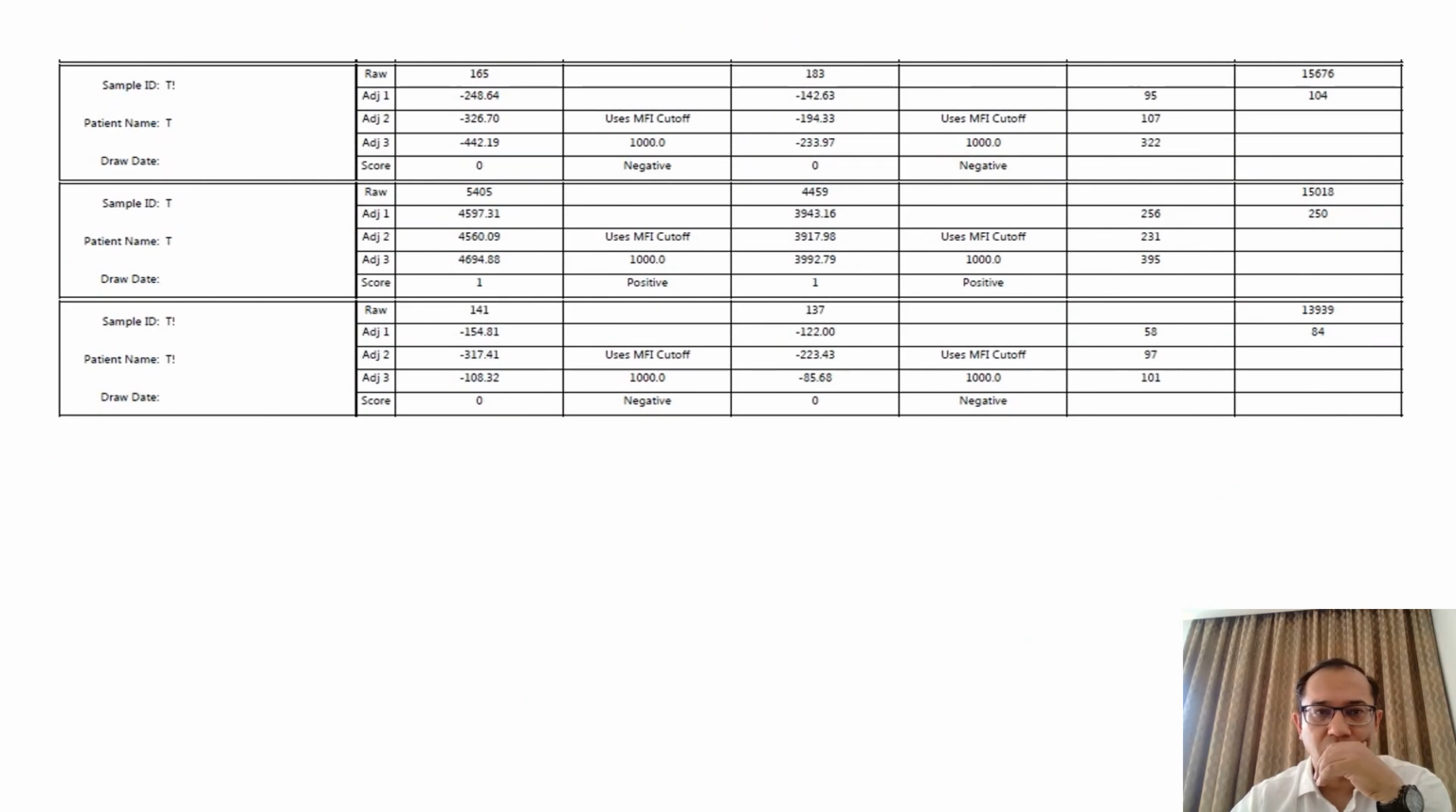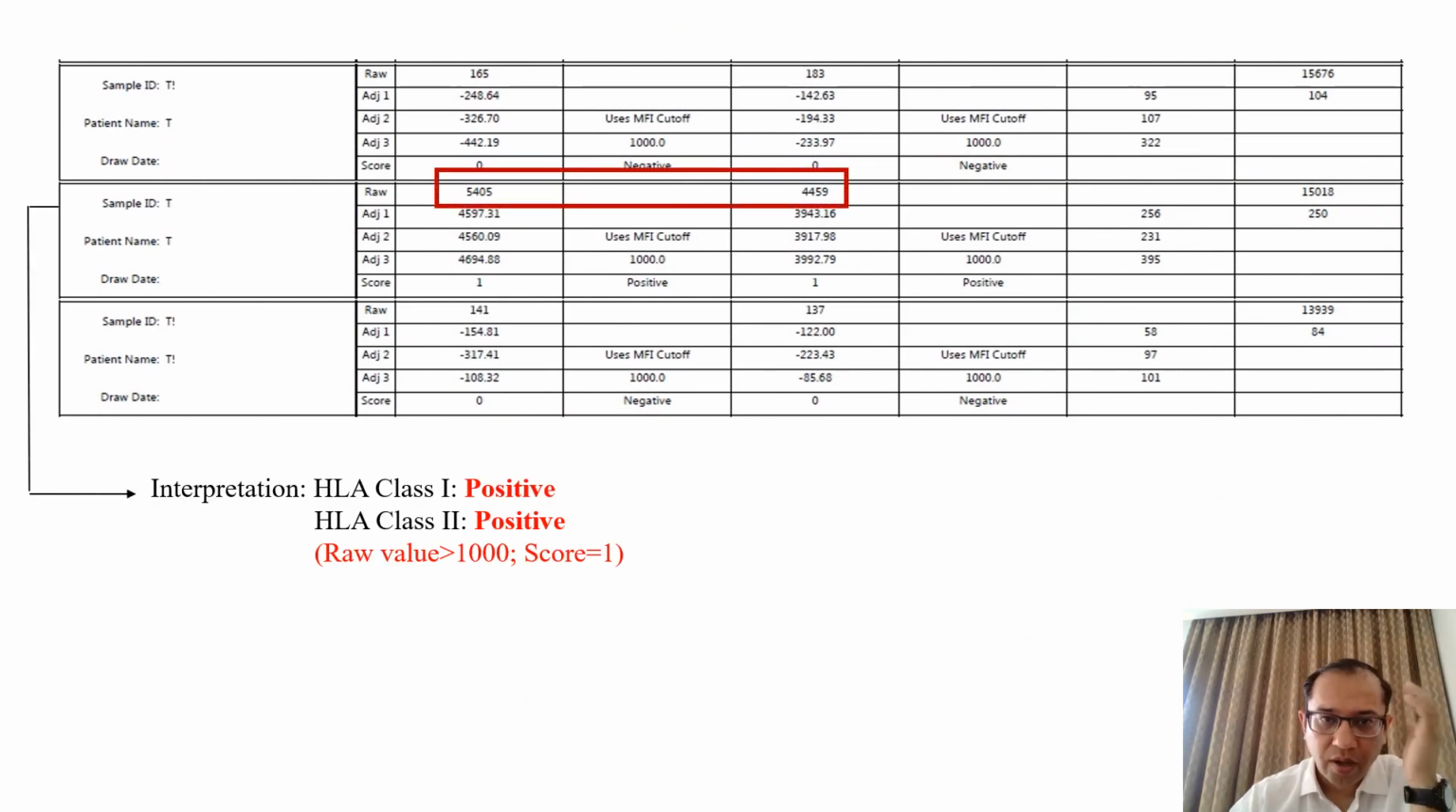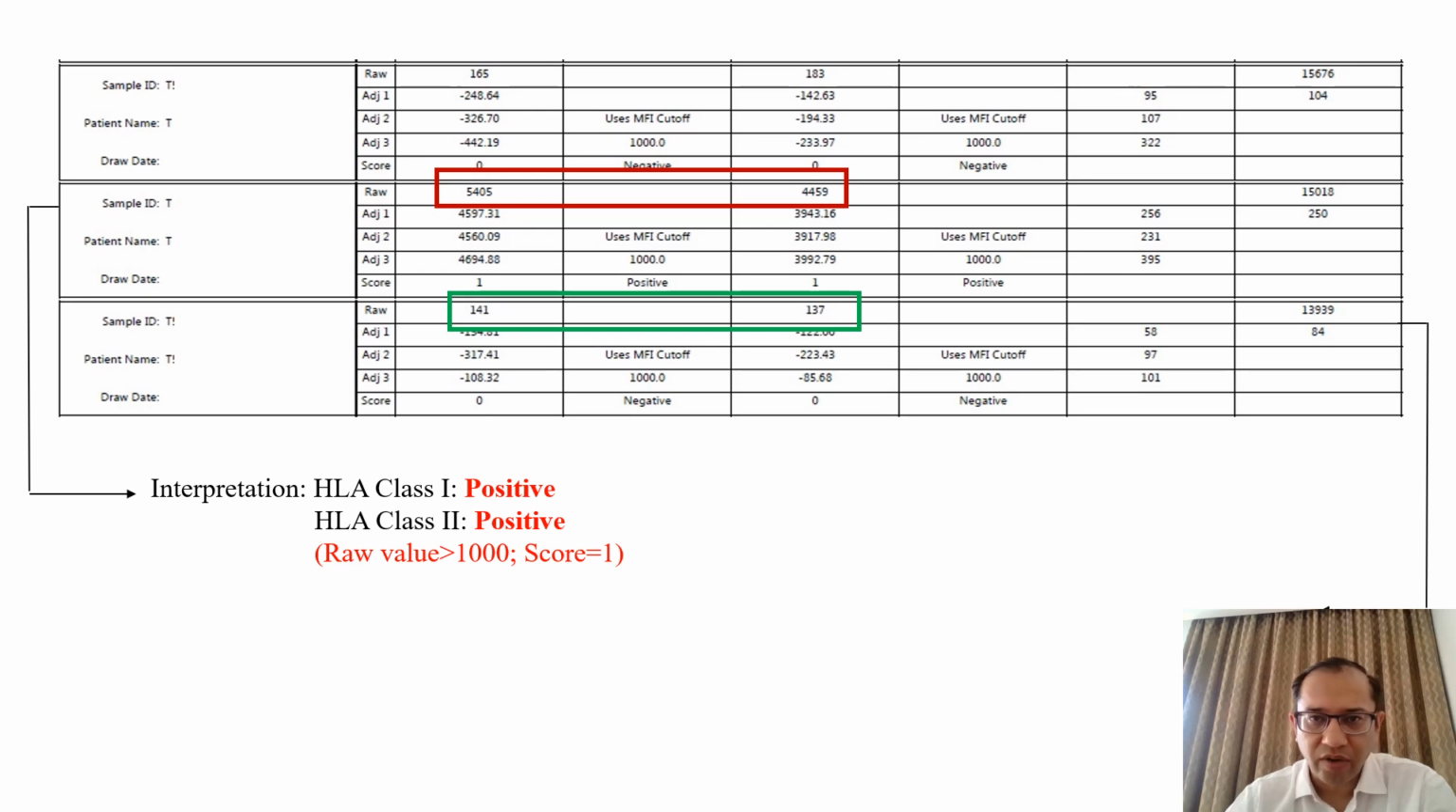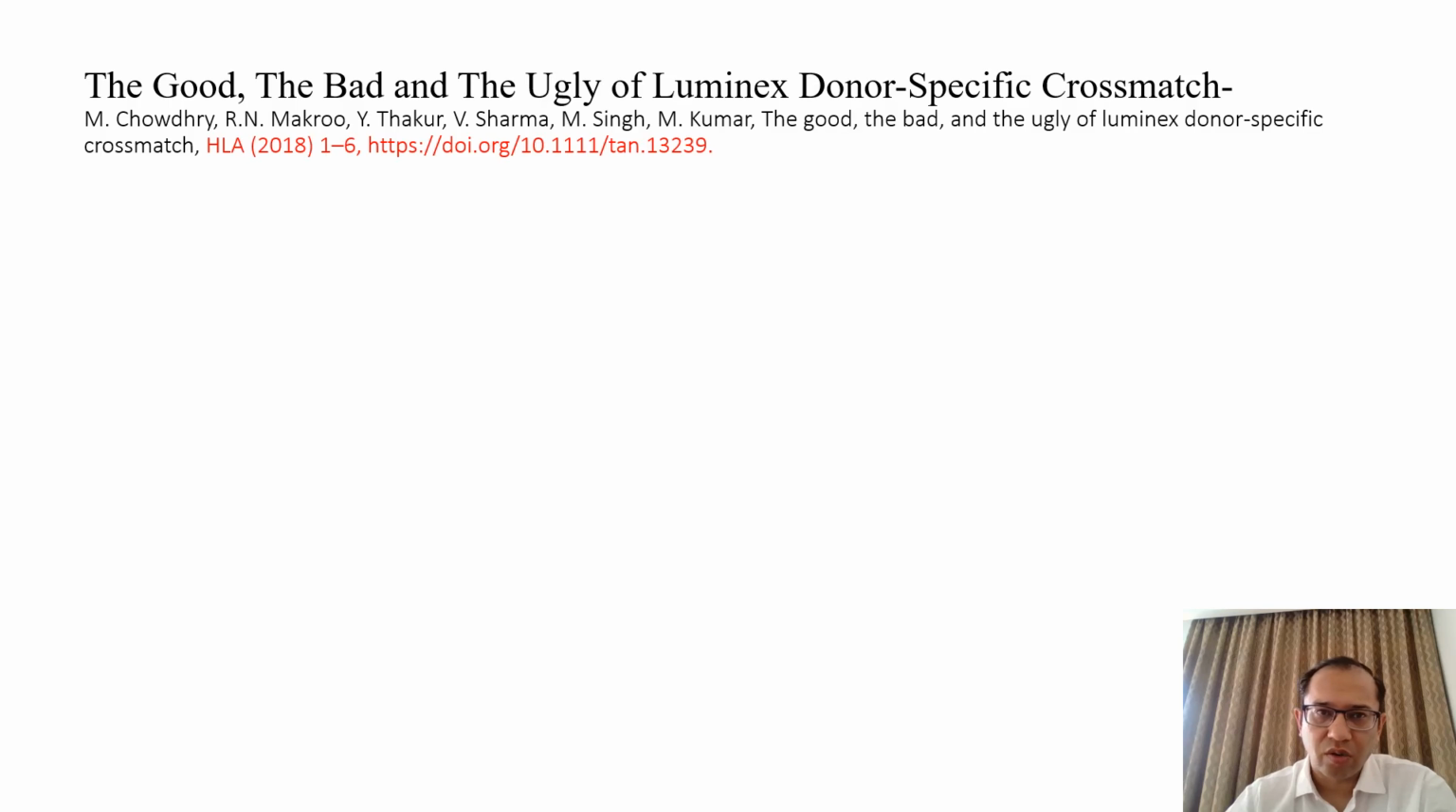This is how a positive case looks. You can see that the raw value is 5400 and the adjusted values are all above 4000 or so. So this is a class 1, class 2 positive case, greater than 1000. If you see the next one, the raw values are 141 and 137 in class 1 and class 2. So you can see this is a negative case. This is how it looks.